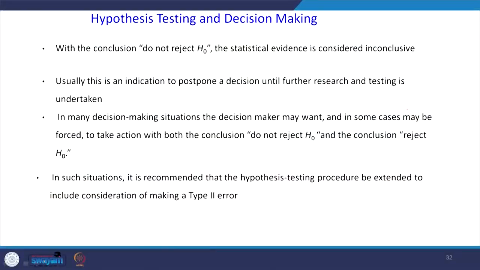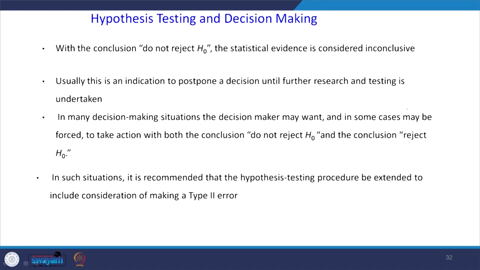Now, in this example, what are we going to do? What should be the value of your null hypothesis so that something called the power of test can be improved? We will see the definition of power of test. With the conclusion do not reject H naught, the statistical evidence is considered inconclusive. You are not able to say anything. Usually, this is an indication to postpone a decision until further research and testing is undertaken.